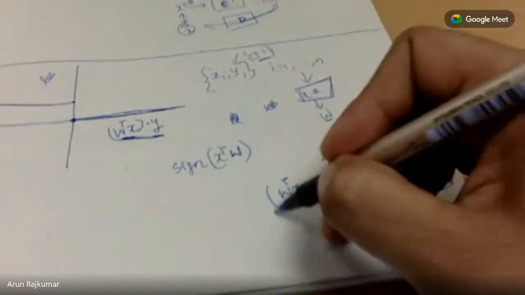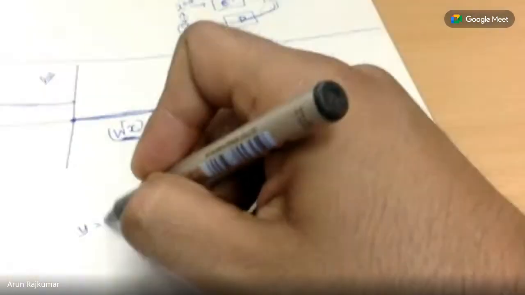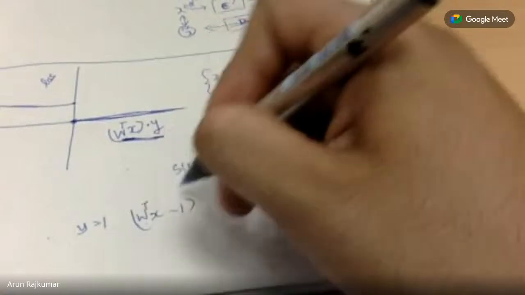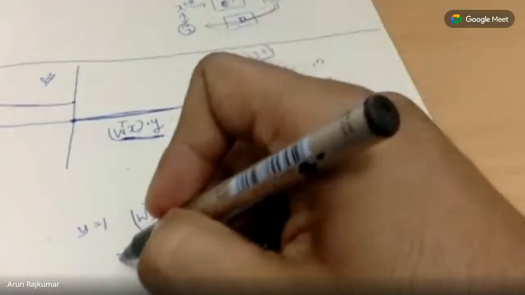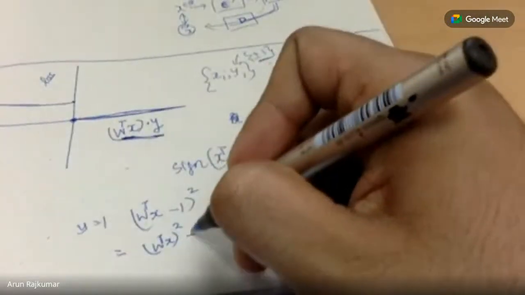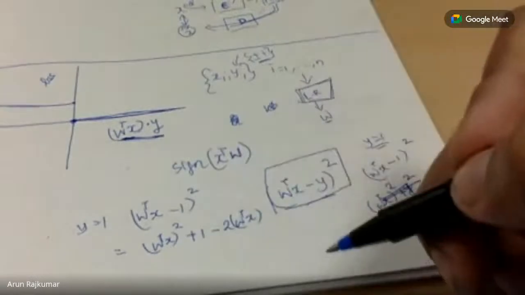Okay, so let me write this again. This is the loss that I minimize in a regression setup. So this loss when Y is 1 is going to be W transpose X minus 1 squared, which I can write as W transpose X squared plus 1 minus 2 W transpose X.